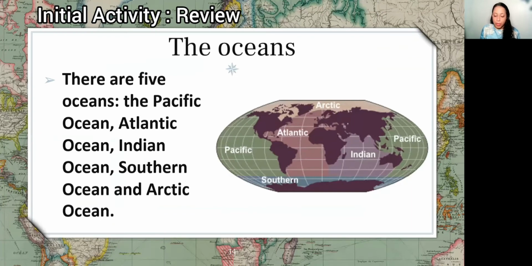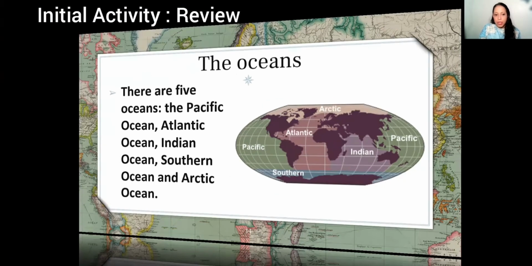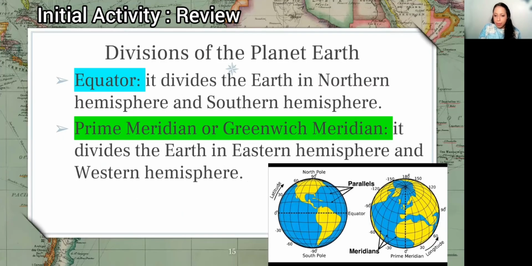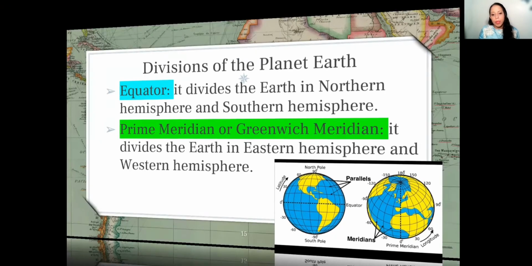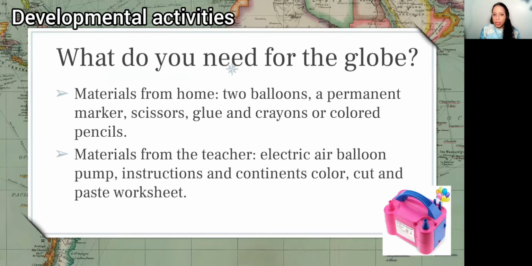Before we continue working with the 3D models, we review the oceans and the equator and prime meridian because they needed to identify all of them in the 3D model. What did they need for the globe? From home, they needed to bring two balloons, a permanent marker, scissors, glue, and coloring materials.